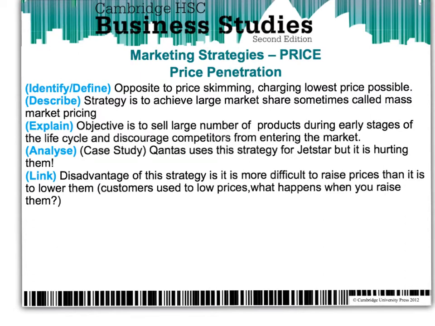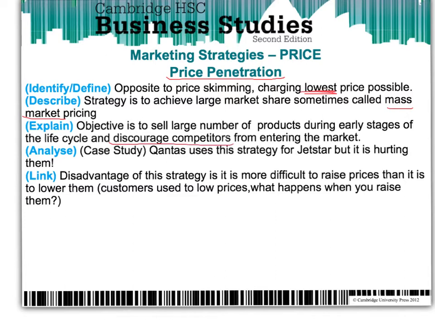Okay, price penetration, the second of the pricing strategies. This is the absolute opposite to price skimming. This is now charging the lowest price that you possibly can. This strategy, of course, is to achieve a very large market share, and you want to get it usually quite quickly, and sometimes this is called mass market pricing. The objective, of course, is to sell a large number of products during your early stages of the life cycle, and you will discourage competitors because they'll be thinking, well, I can't make much money out of that, so why bother?